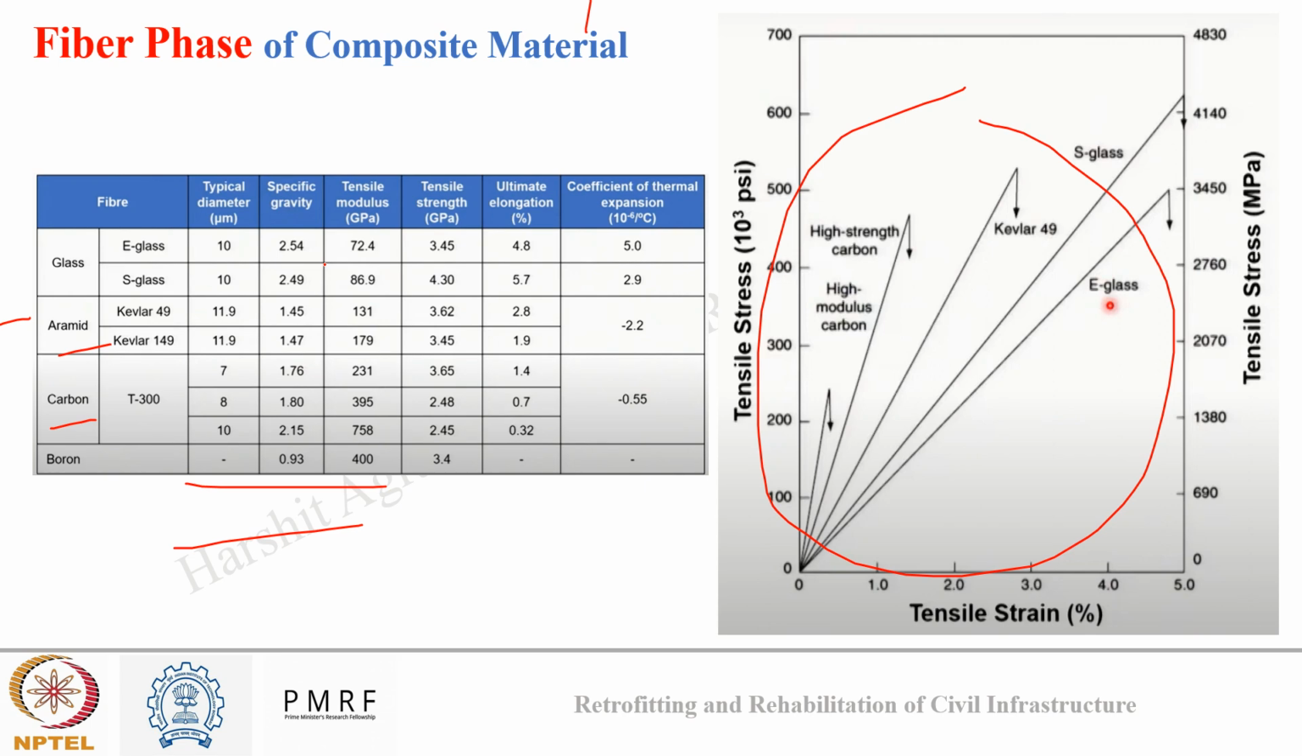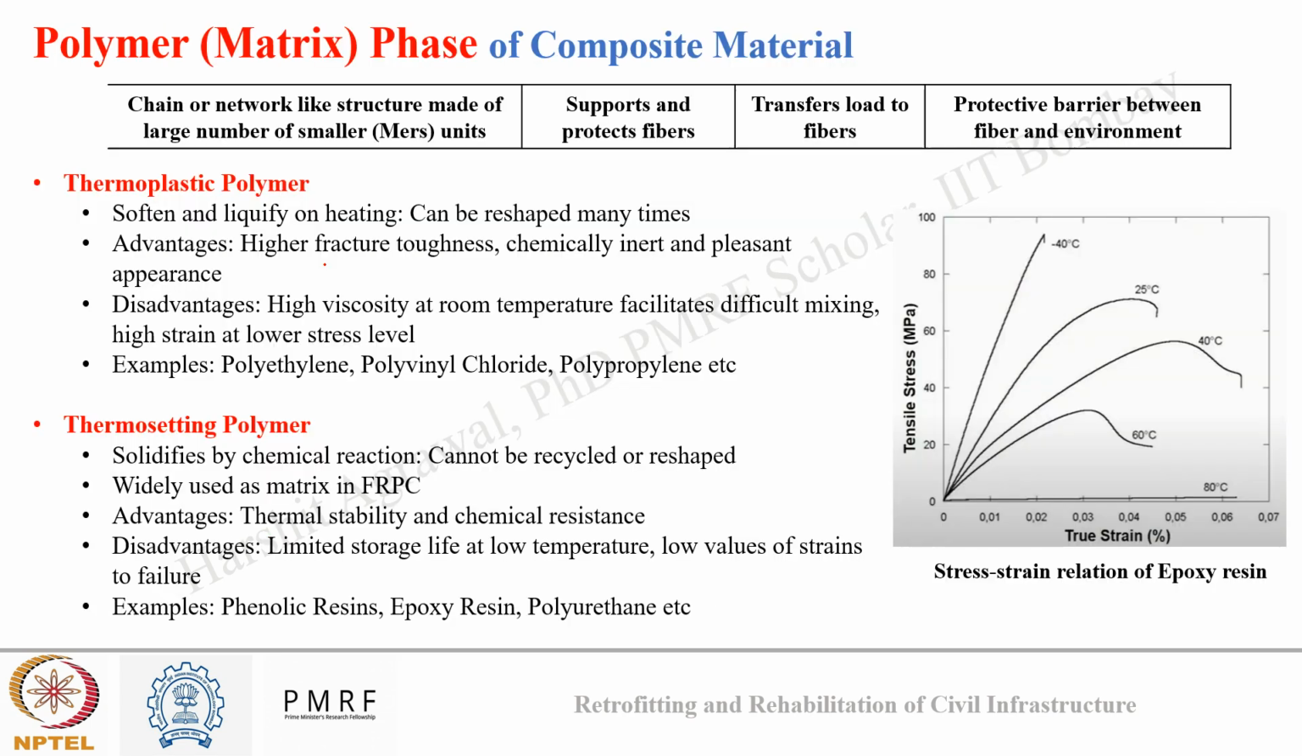of thermal expansion. Okay, now, the second major component of FRPC is the polymer, or we can say the matrix part. So, polymers are nothing but chain or network like structures made of a large number of smaller units, which are known as mers. So, mers are nothing but smaller units. Okay, and polymers are made of a large number of smaller mer units.